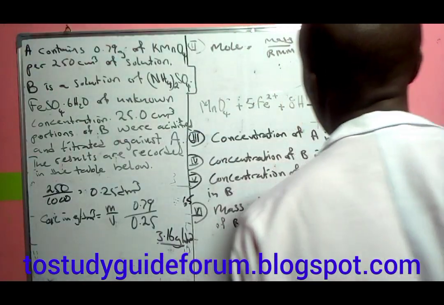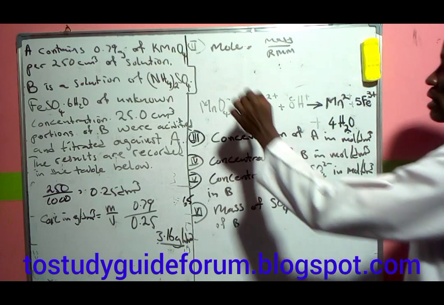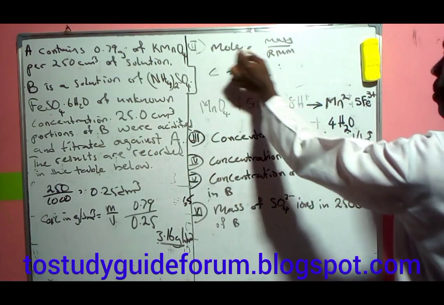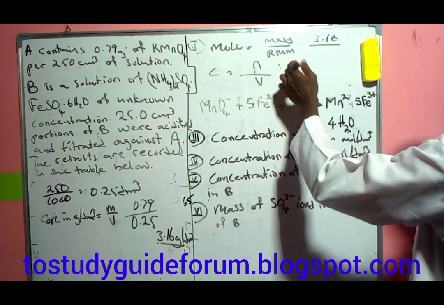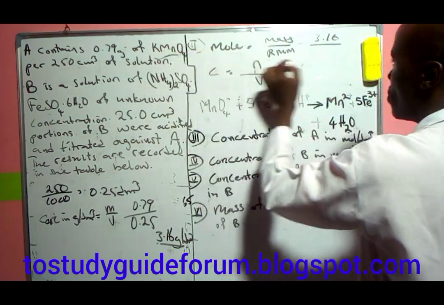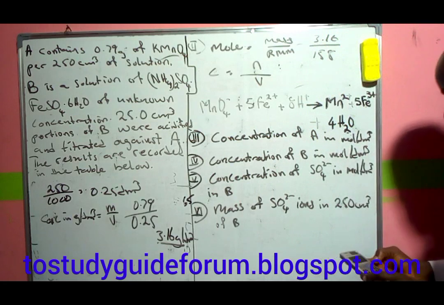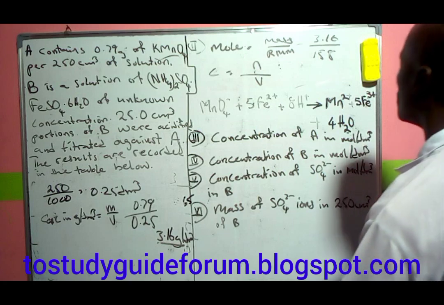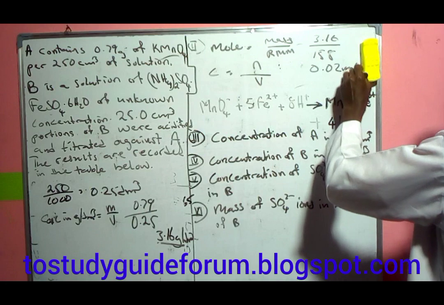Now for the concentration in mole, we know that concentration in mole is amount over volume. When we get the amount, which is moles, we have 3.16 divided by the relative molecular mass of potassium permanganate, which is 158. Dividing by 158, we have 0.02 moles.